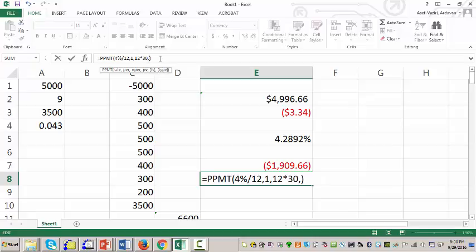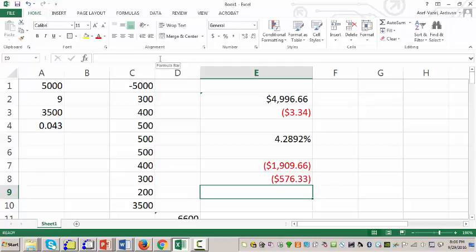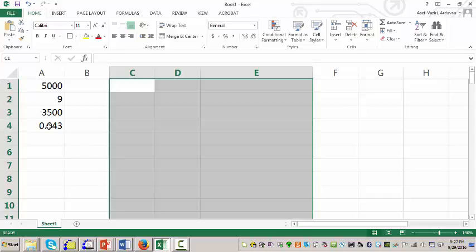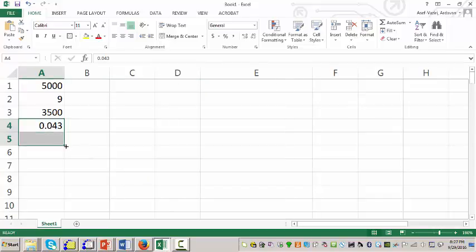4% divided by 12, 12 times 30, $400,000. Therefore, out of that $1,900, $576 is principal. Okay, I'm going to go through one other way to solve this problem.